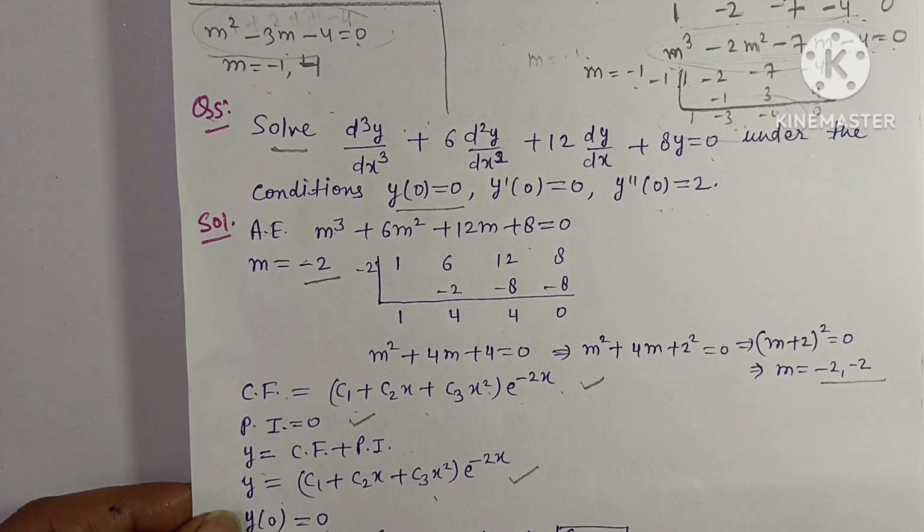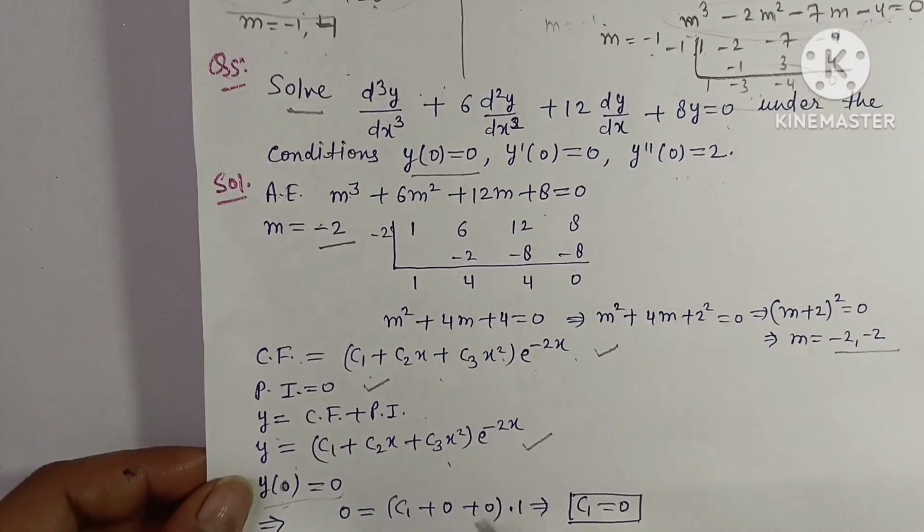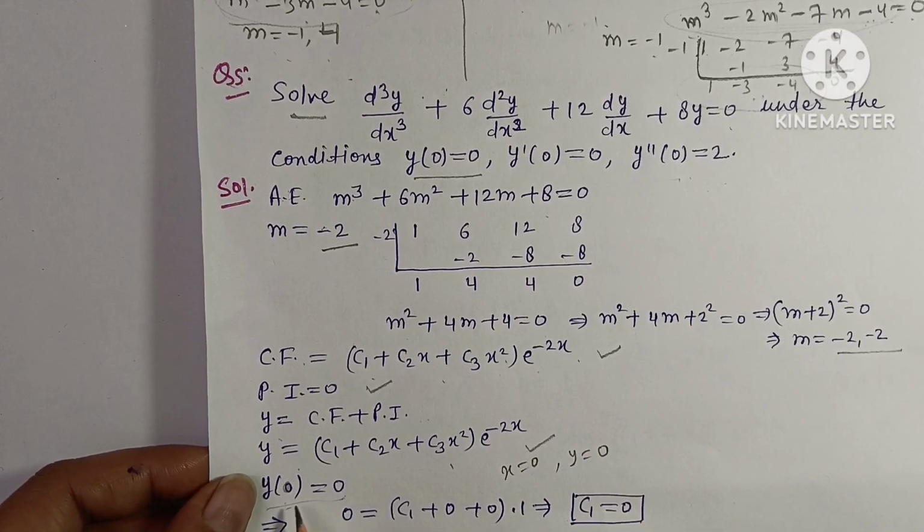It means that the value of y is 0 when x is 0. Here the value in the bracket is the value of x. This means when x is 0, y is 0. So you will put y equal to 0 and x equal to 0.